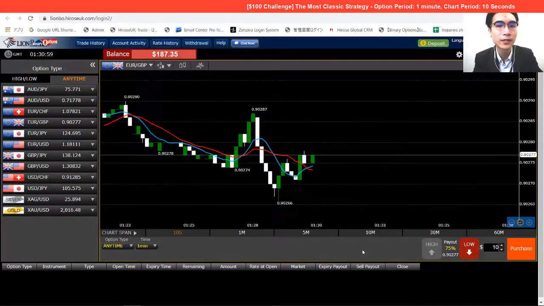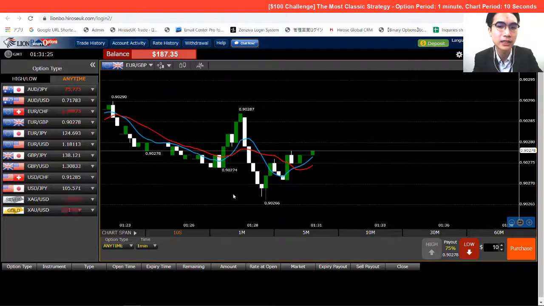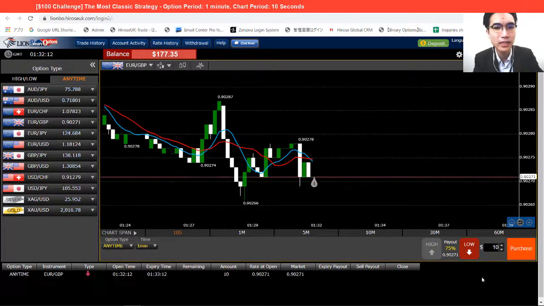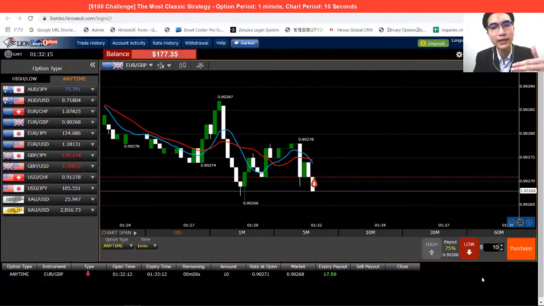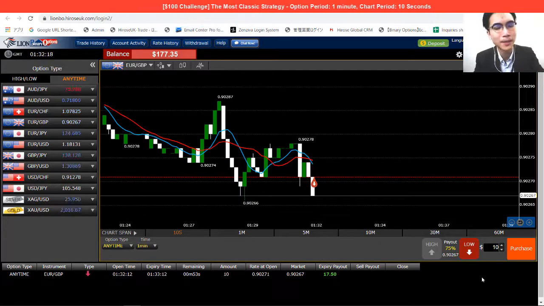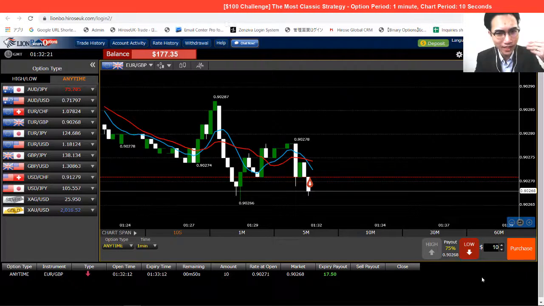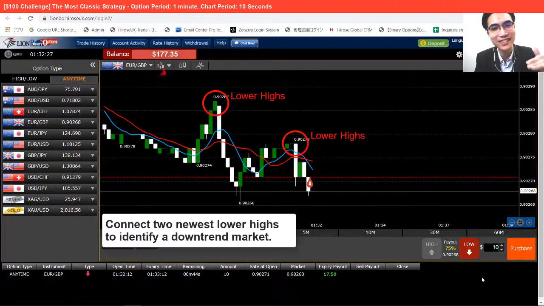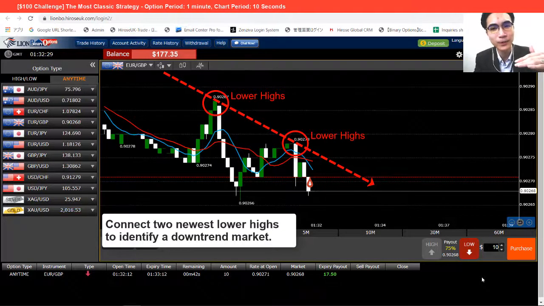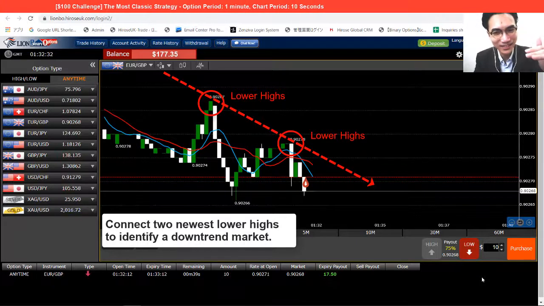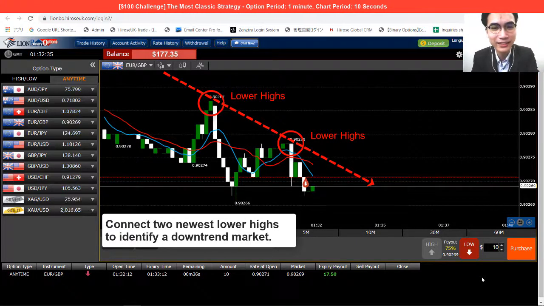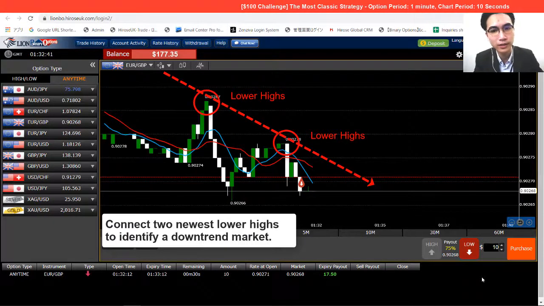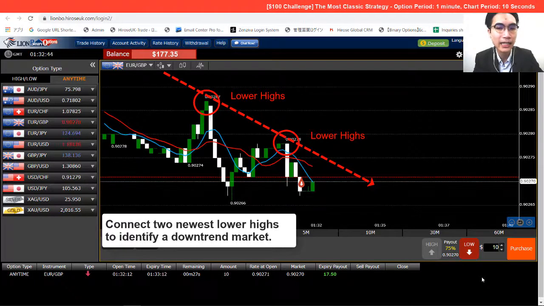just to show you how you can spot a downtrend and how you can use this strategy in a downtrend. It's a downtrend here, so I will place a low here. How do I spot a downtrend? Similar to an uptrend, in a downtrend I will have an invisible line in my mind, and I connect the lower highs, which are these 2 points here. Once I connect these 2 points, I will see a downward trend line. That's how I identify a downtrend.